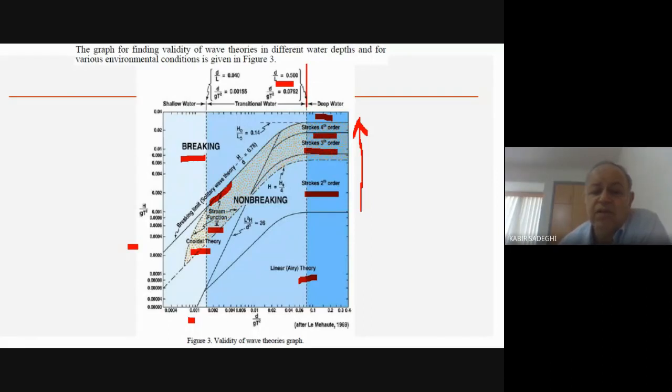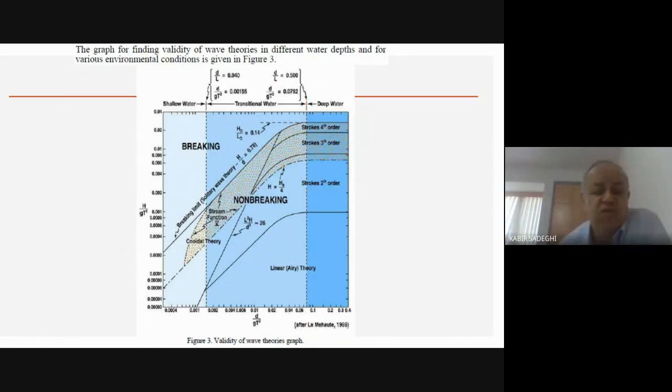When you are in deeper water, the depth is here, no problem. It's deep water. From here to here is deep water. All of them are deep water. But the height increases the order of the Stokes theory. The validity of Stokes fifth order for high values of height is more than the second one, and even more than the fourth one, the third one, etc. Therefore, you can calculate the water condition and which theory is valid.